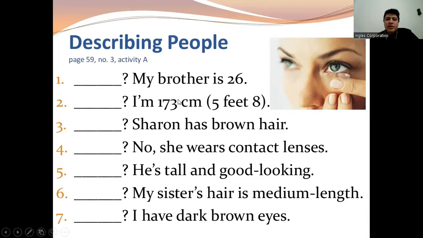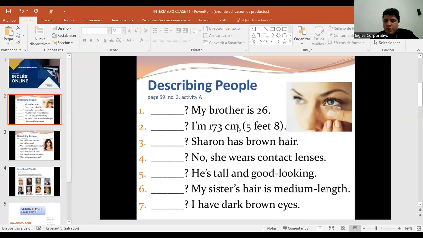How long? Well, how long means como cual, que tan largo, right? In this case, because I'm telling brown hair, some mention the color, right? So the question will be, what color is Sharon's hair, right? Like this one. What color is Sharon's hair?